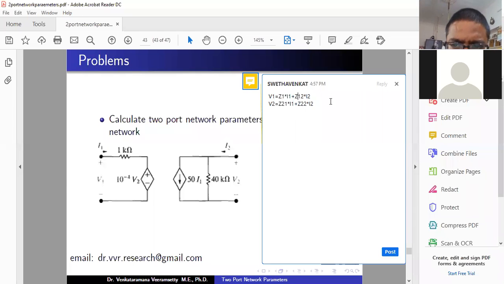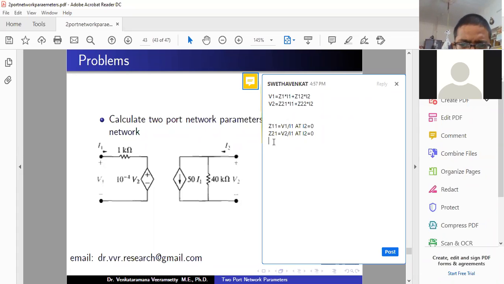Now, if we want to calculate Z11, how do we calculate it? Z11 equals V1 by I1 at I2 equal to 0. And similarly, at I2 equal to 0, we can calculate Z21. So Z21 equals V2 by I1 at I2 equal to 0, right? I2 equal to 0 means the second port is open.